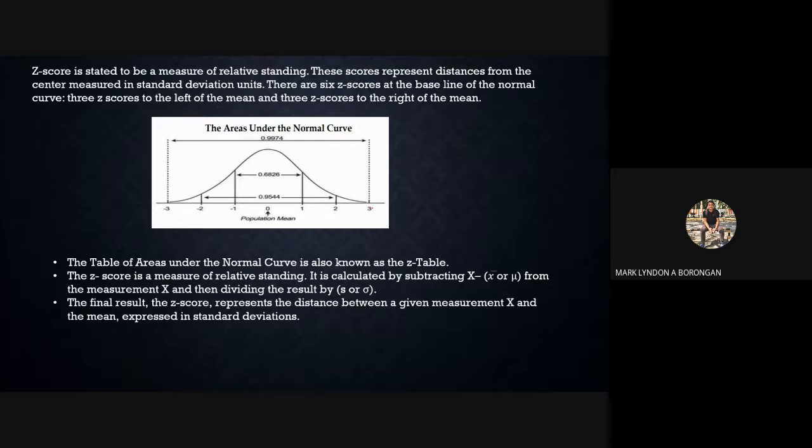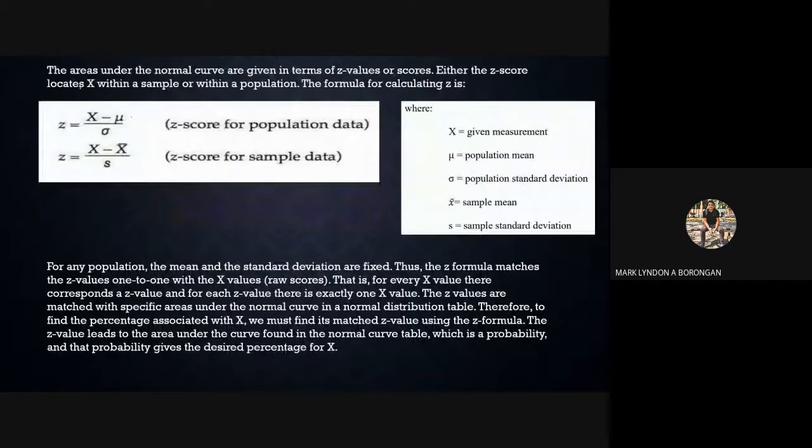So, what are z-scores? Okay? The table of areas under the normal curve is also known as the z-table. And the z-score is a measure of relative standing. It is calculated by subtracting the mean from the measurement x and then dividing the result by s or sigma. This sigma or s means standard deviation. Okay? And the final result, the z-score, represents the distance between a given measurement x and the mean expressed in standard deviations. So, we will tackle it by parts, okay? So we have there our formula to get our z-score, guys.